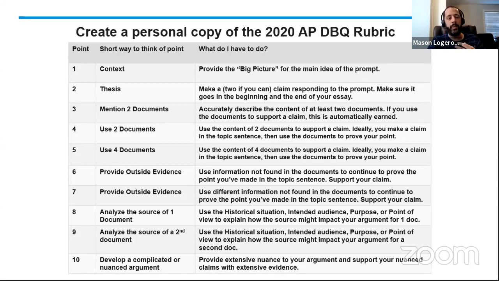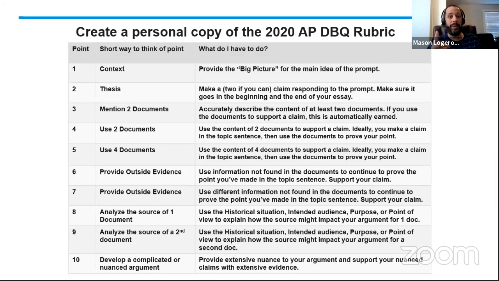All right, the last one is the complex argument point. Okay, this is by far the hardest point to get on the rubric, no doubt about it. It is an extremely difficult point to get during a normal DBQ, during a normal AP test, during a normal school year. But you've probably figured out already, this is not a normal school year.